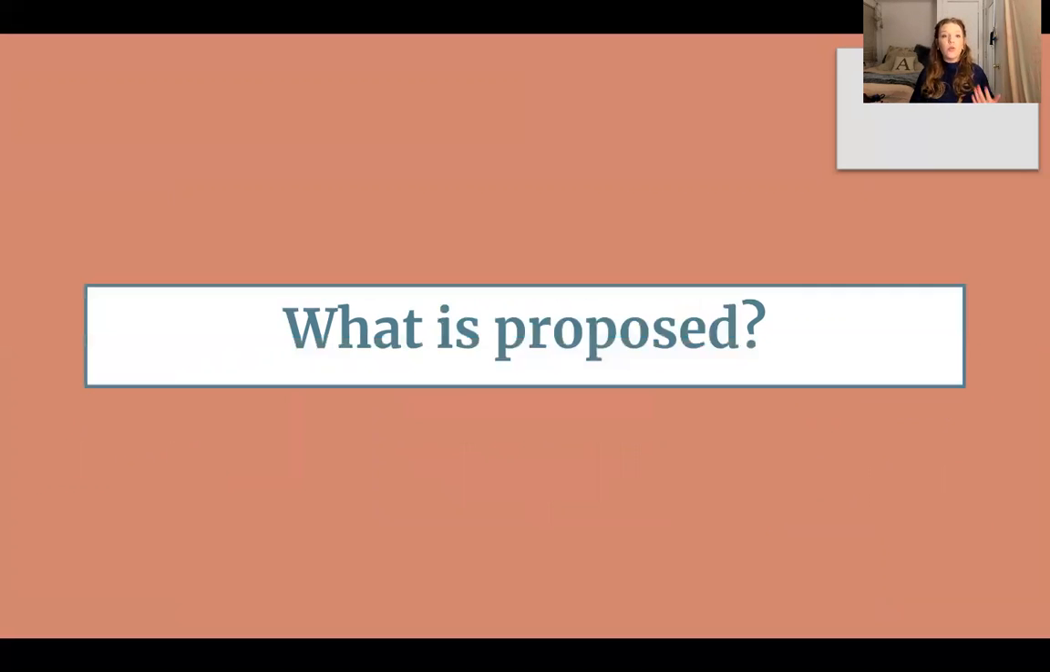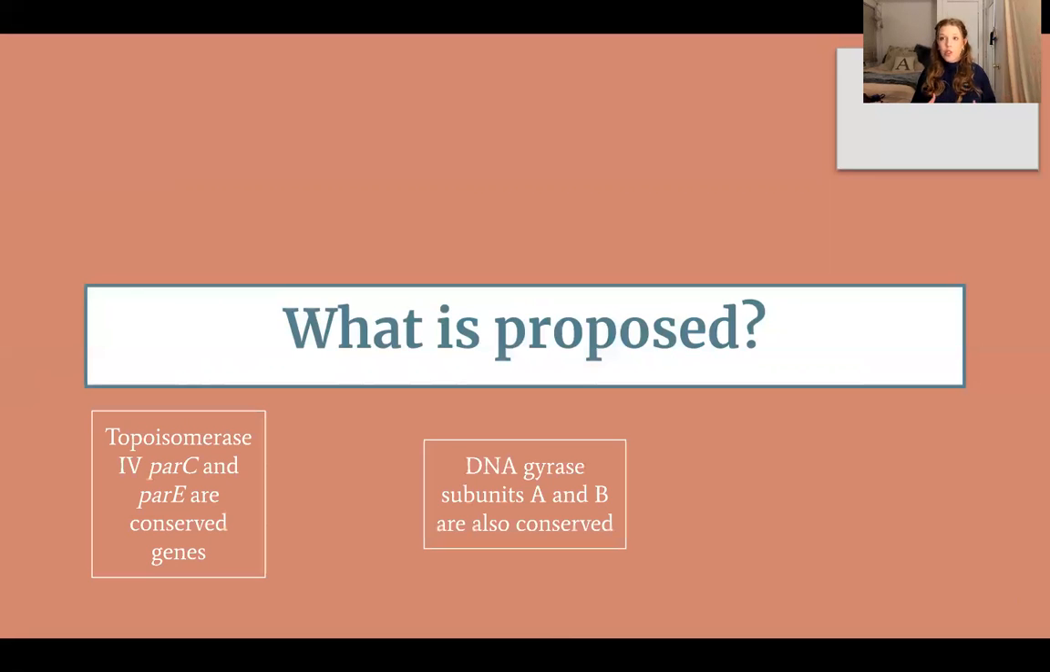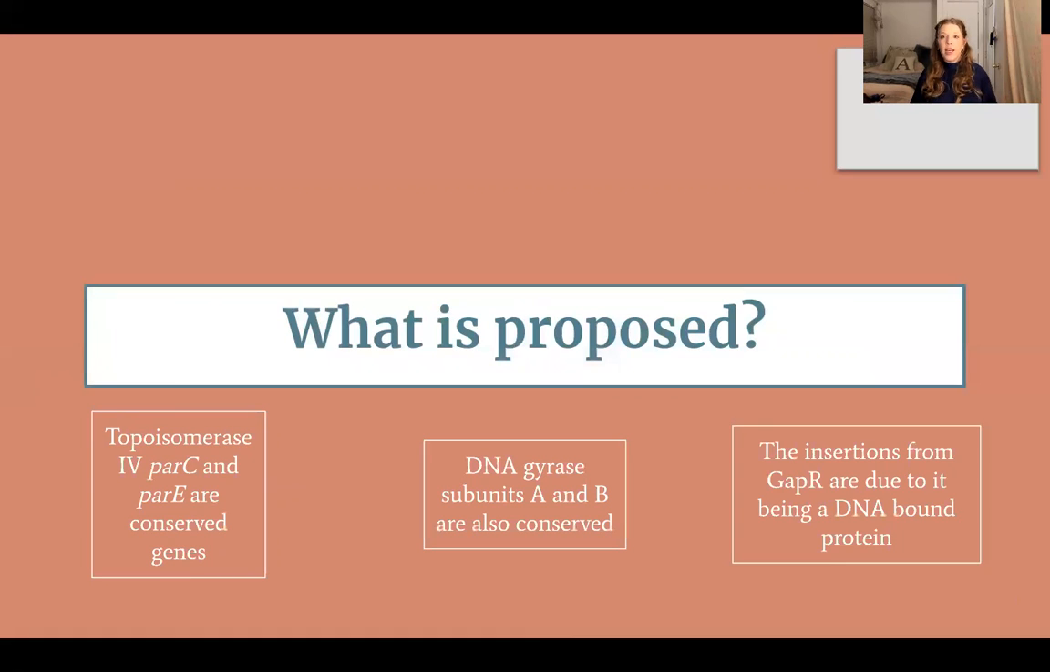So what is proposed? Well, I think that topoisomerase Part C and Part E are conserved genes, that they have to be in both the wild type and delta lon mutant in order for the cell to be viable. I also say the same thing for DNA gyrase. Both of the subunits A and B also are conserved. They need to be there in order for the cell to live. And lastly, I think that the insertions from GAP-R are due to it being a DNA-bound protein. This I have to investigate a little bit further.